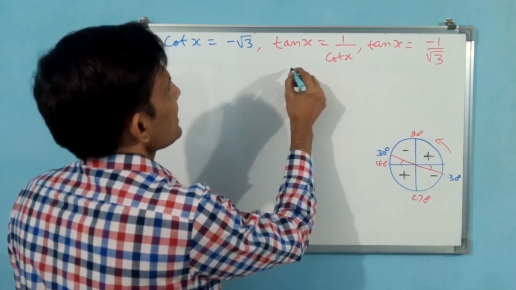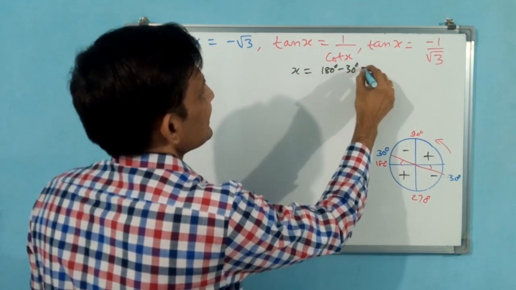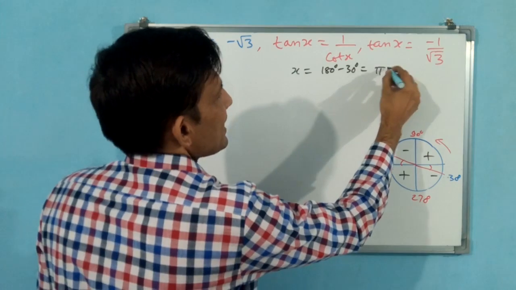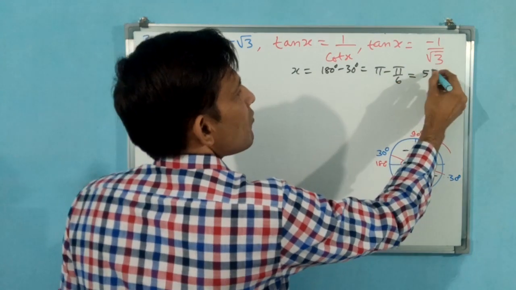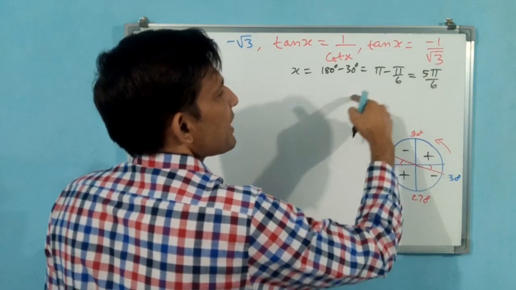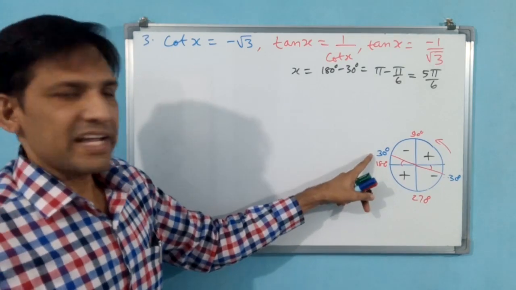You write down: x is equal to 180 degree minus 30 degree, that is equal to pi minus pi by 6. 6 pi minus pi, 5 pi by 6. Is it correct? Okay, this is the first angle.